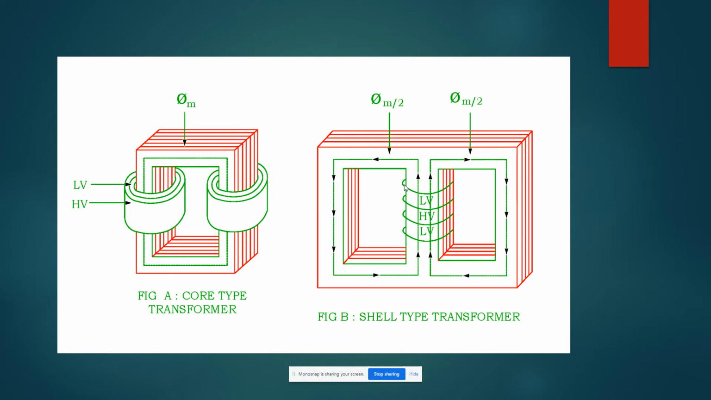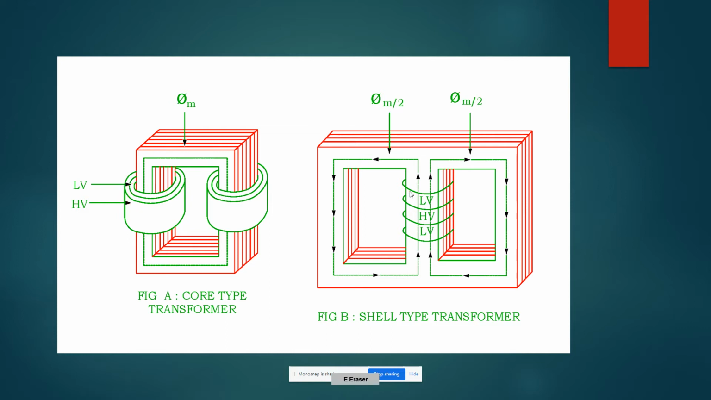Second one, windings are placed on separate limbs. Means HV and LV winding is placed on separate limbs, whereas in the shell type transformer, LV and HV both windings are placed on the same limb, or central limb. This is the second difference.